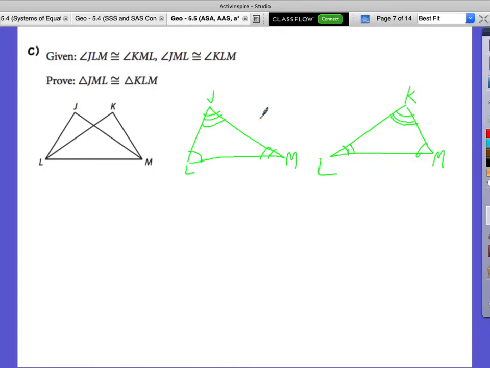So now, do we know anything about the sides though? Because we said just the angle is not enough. Let's go back to the picture together. What do we notice about one of the sides? They're sharing LM, so it's congruent to itself. Angle side angle, very good. So triangle JML is congruent to triangle KLM by angle side angle.